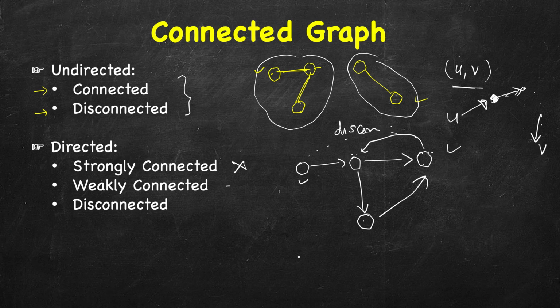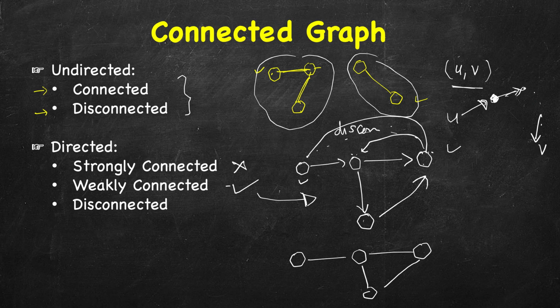For that, get rid of the direction. So redraw the graph, but without direction this time. Now this is connected. So we will call it weakly connected. But if you add some more edges like this one, now I think you can go from any node to any other node.